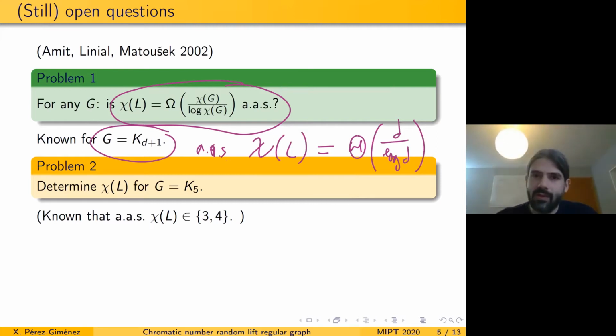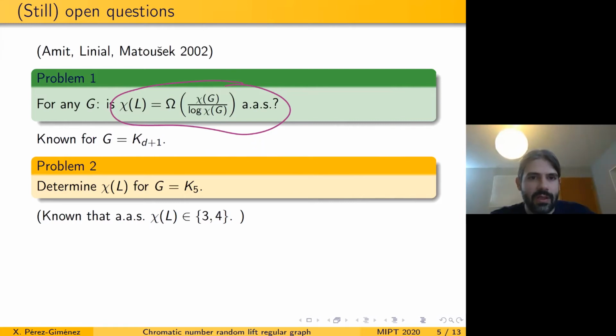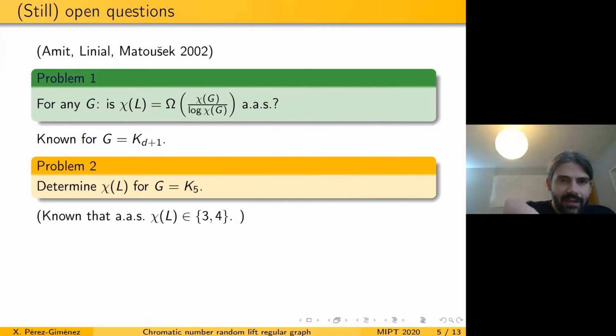So at least for G being the complete graph, we determine this, and in fact we get a 2-point concentration. I'll say that shortly in my next slide. Anyways, if you don't care about the constant, in their paper they show that this is the answer for the random lift of a complete graph.